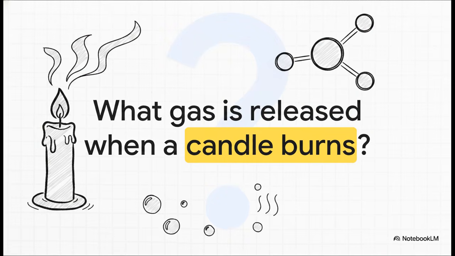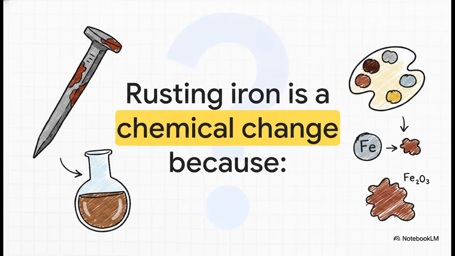Question 7. When a candle burns, what gas is released? Oxygen, carbon dioxide, nitrogen, or helium? The process of combustion releases carbon dioxide into the air. Question 8 asks us to evaluate a scenario. Rusting iron is a chemical change because of a shape change, a color and composition change, melting, or dissolving. Rust is an entirely new material, right? So it's a color and fundamental composition change.